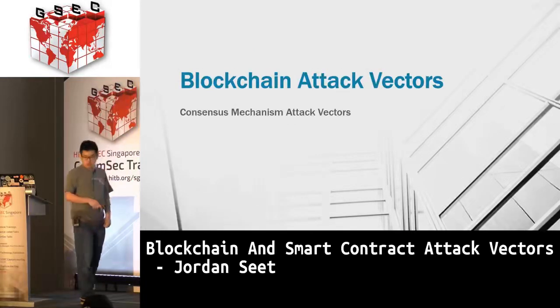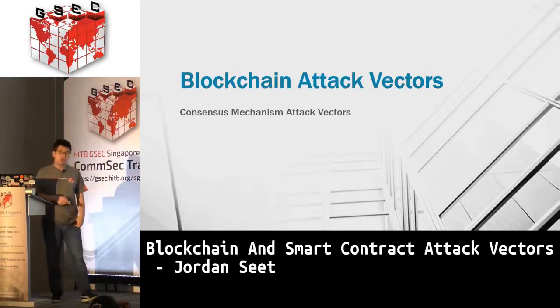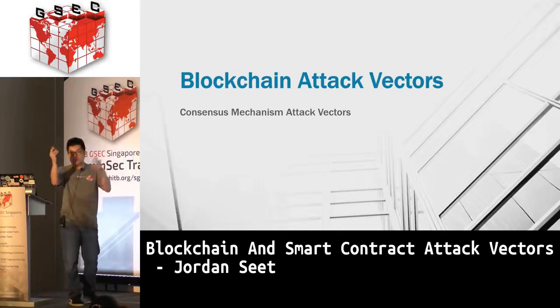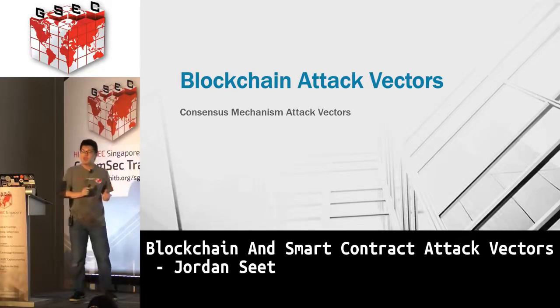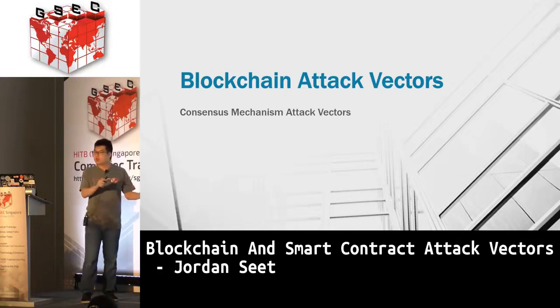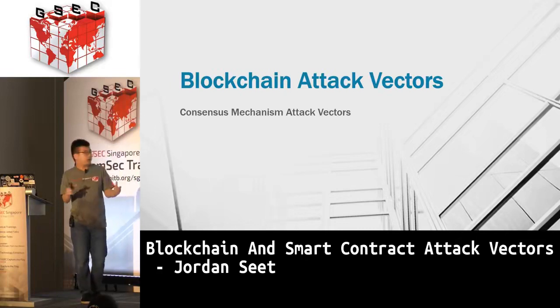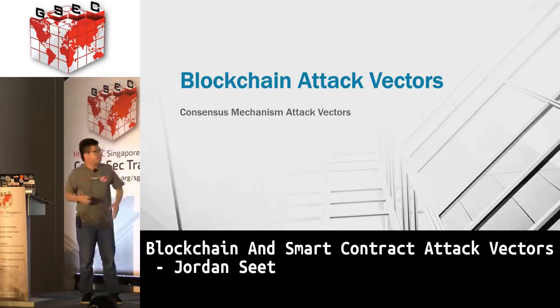Now let's go on to blockchain attack vectors, where I will talk about consensus mechanism attack vectors. Blockchains, as we said, are distributed. They have various ways of talking to each node. The problem is, how do I ensure that the network comes to consensus? How do I determine what is an honest node? And how does the network determine what is the truth?